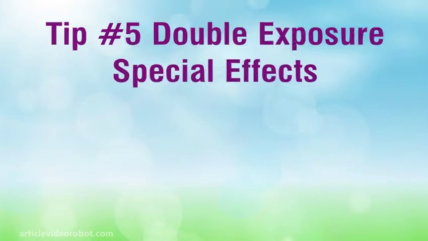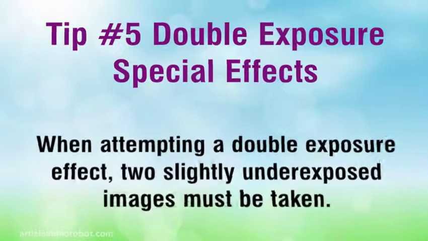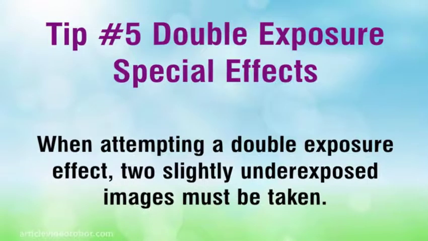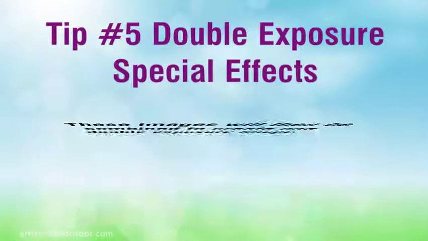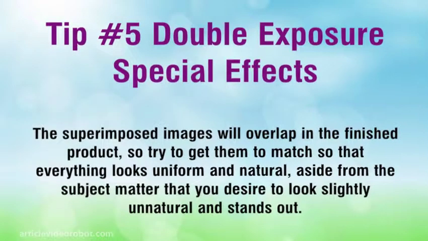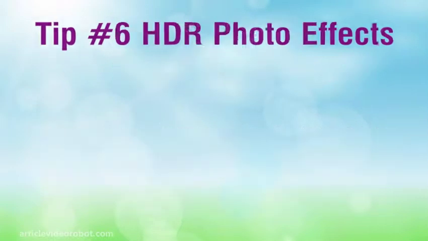Tip number 5, double exposure special effects. When attempting a double exposure effect, 2 slightly underexposed images must be taken. These images will then be combined to create one double exposure image. The superimposed images will overlap in the finished product, so try to get them to match so that everything looks uniform and natural, aside from the subject matter that you desire to look slightly unnatural and stands out. Tip number 6, HDR photo effects.